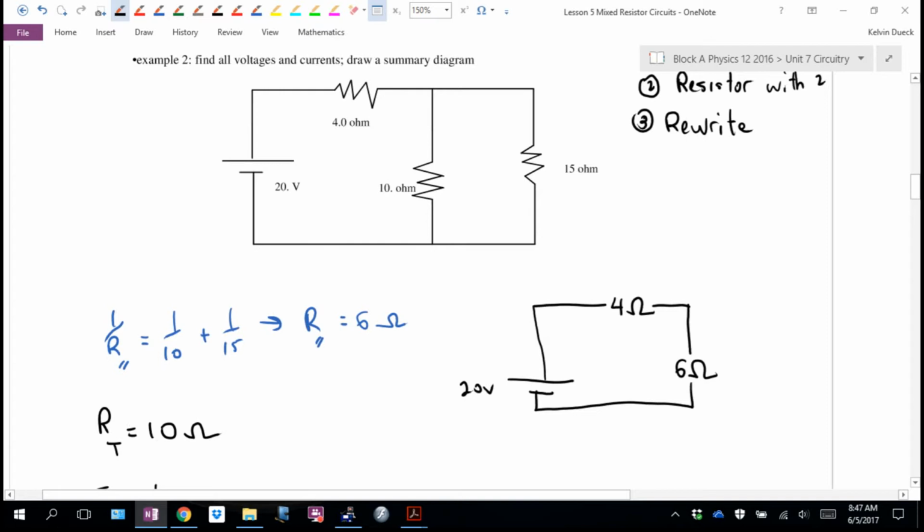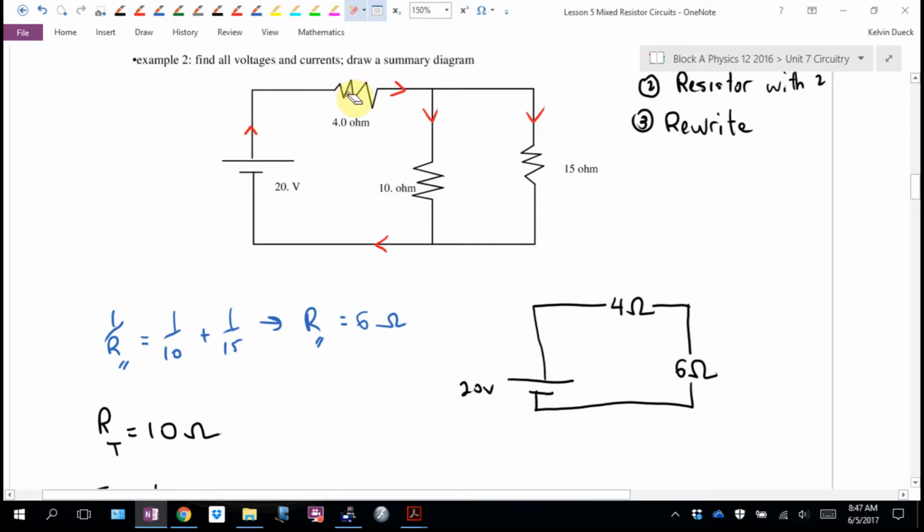So now I'm going to go back to my original circuit. I probably should have labeled which way was downhill. That's downhill, that's downhill, that's downhill. How many amps do I have leaving the battery? 2 amps. So let's follow.